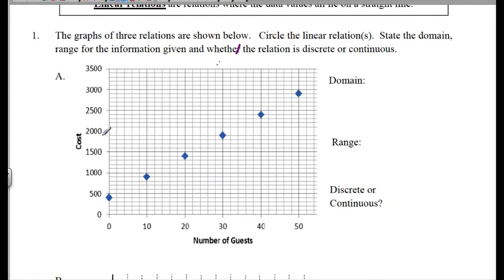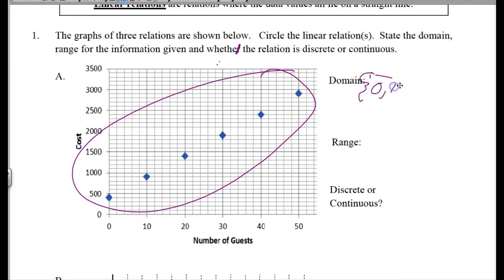State the domain and range and whether the data is discrete or continuous. So here's a circle. Well, it's an oval. Domain. Now you notice we can't say it goes from 0 to 50, right? We could say it's 0, 10, 20, 30, 40, or 50. So the domain is a set of numbers: 0, 10, 20, 30, 40, 50.